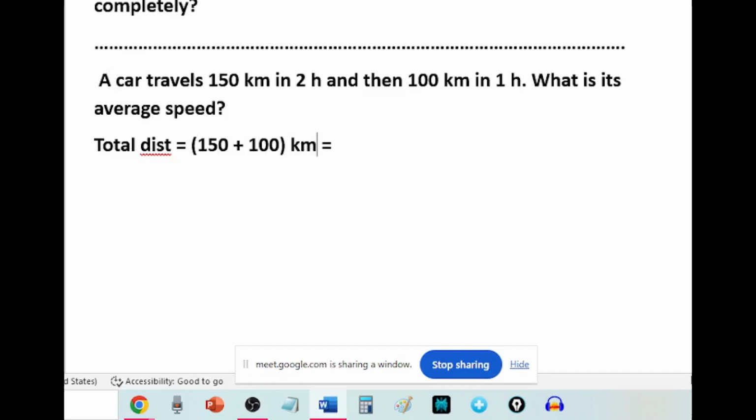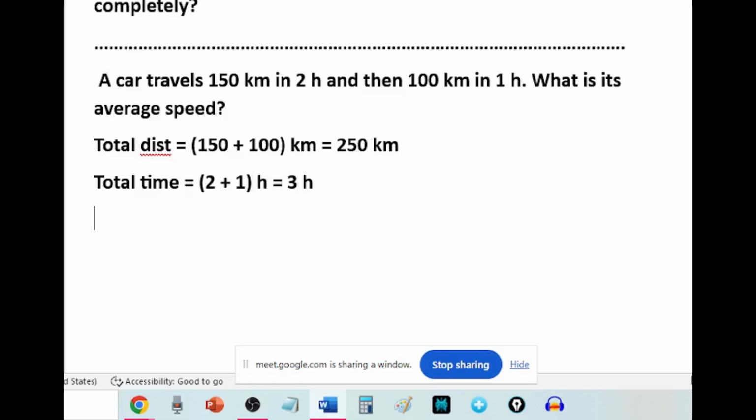250 kilometers. Total time, not time. Total time, 3 hours. 2 plus 1. You have to show it separately. 2 plus 1 hour, that is equal to 3 hours.